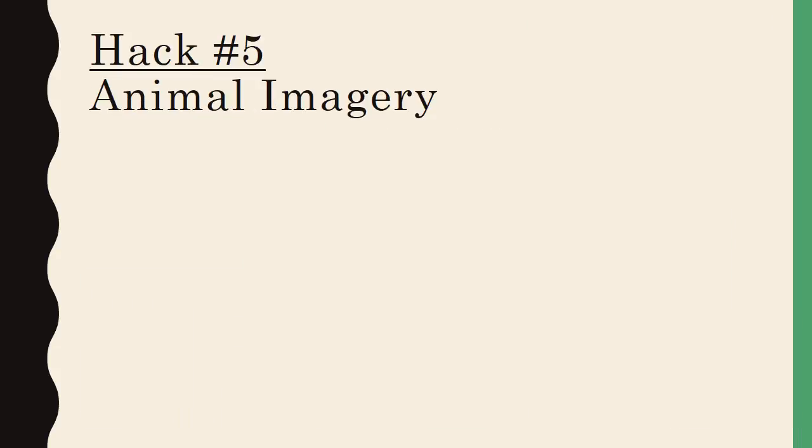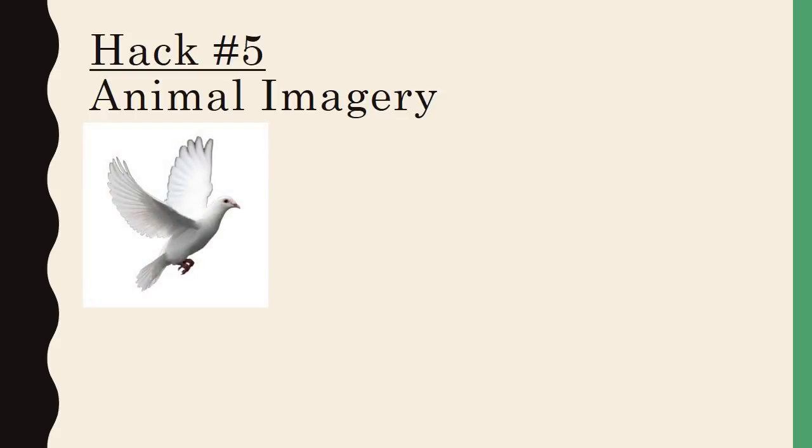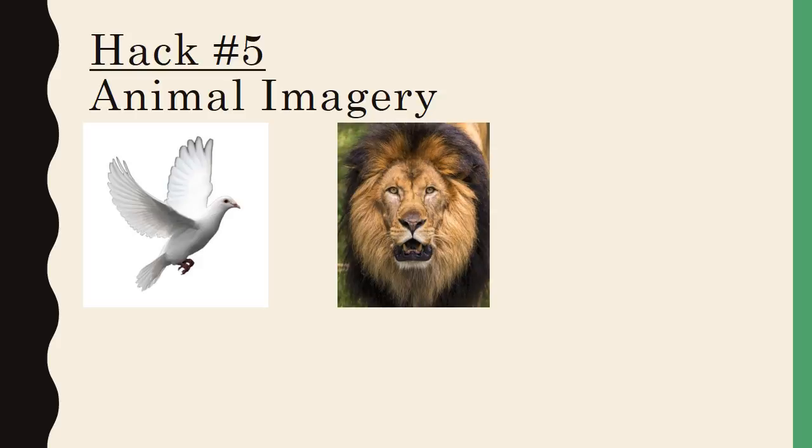Hack 5 is animal imagery, and this is a little bit like colour in that animals themselves automatically have different traits that we relate to them. So for example, a dove, birds are meant to represent freedom, so look out for that symbol in the poem. Of course, with the dove as well, we know that the dove brings the olive branch to Noah on his ark, so it's a symbol of hope too.